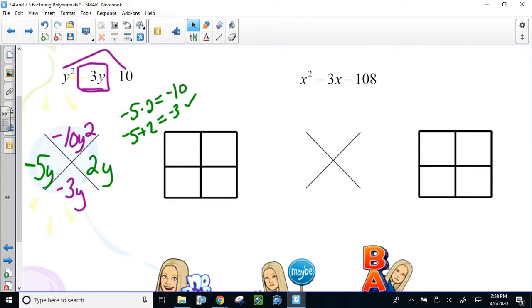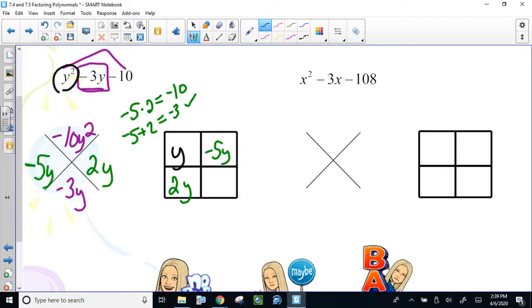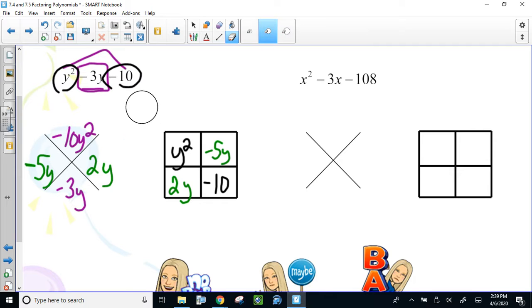That's how we get the top and bottom of the diamond. So what numbers did we have to use? The negative 5y and the positive 2y go in the two corners. And then our first term, our y squared, and our last term go in the last box. I'm going to erase this here because I need the space. And then we factor it out.